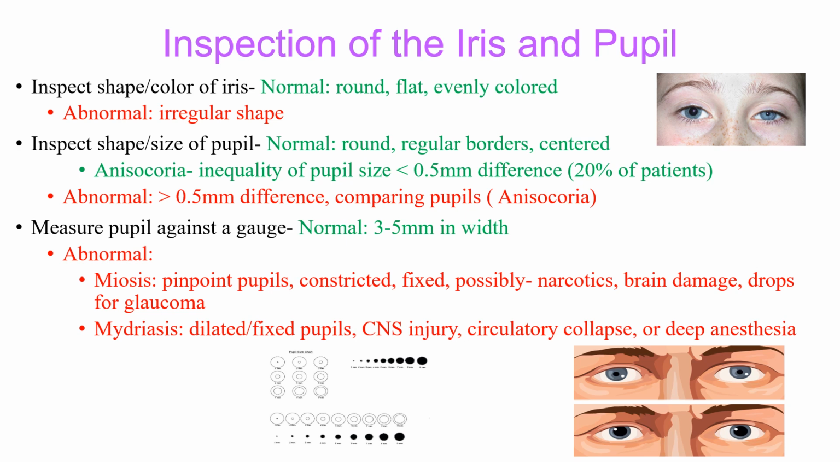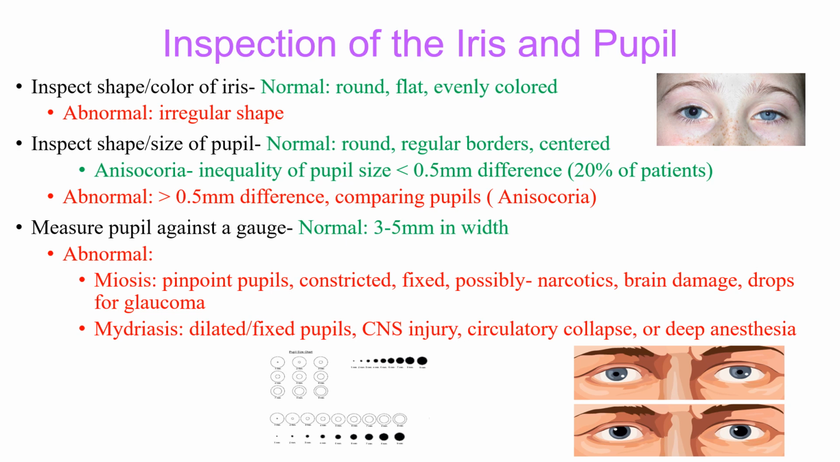So here are some pictures of the iris and the pupil. The iris should be normal, round, flat, evenly colored. If there's an irregular shape of the iris, that might be an abnormal finding, especially if they are different from one eye to the other. Inspecting the shape and size of the pupil, we talked about that earlier, the anisocoria, and if there's greater than 0.5 millimeter difference in comparing the pupils, you would want to note that.